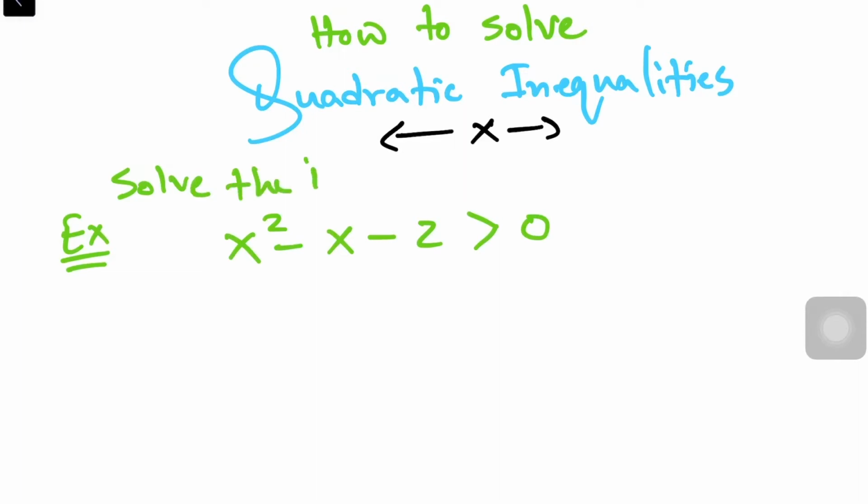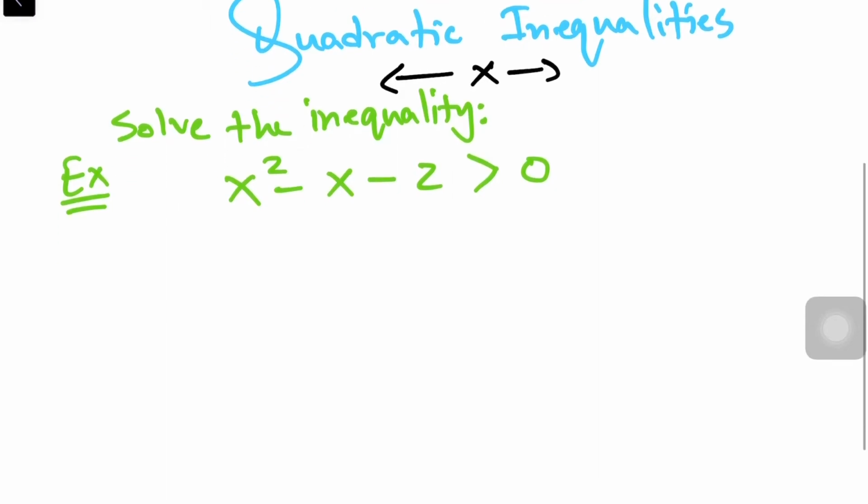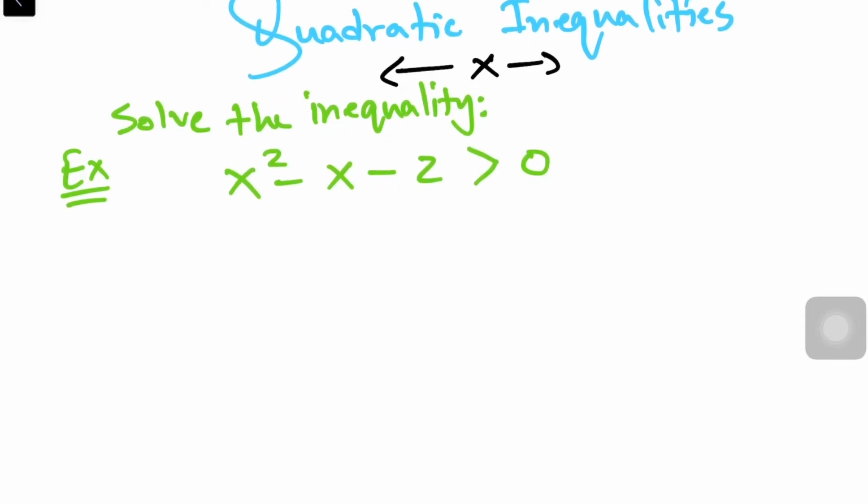Okay, so solve the inequality. It means we want to find out the x values that will make this inequality true. Okay, so what's the first thing that you want to do? You want to factor it. Okay, you can apply the diamond method to factor it out. So let me apply my diamond method.